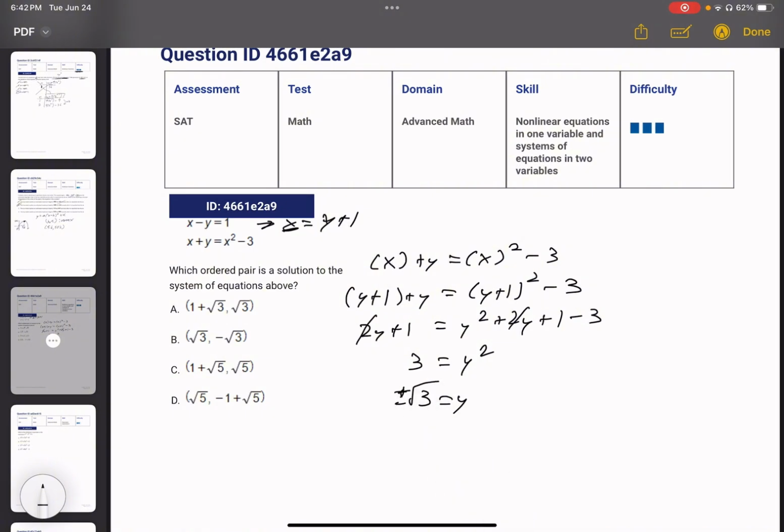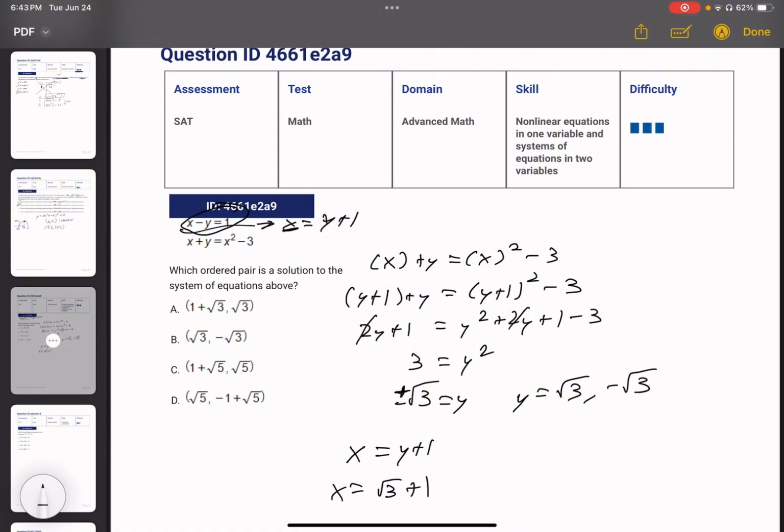Now, with that fact uncovered, we can plug in to one of the original equations. I'm going to choose this one because it's a little more simple, and I'm going to plug in y. And we have two y variables, so I'm going to write this out a little easier to see. And we're going to plug in square root of 3 first. So we're solving for x, and we know that x is equal to y plus 1, which we did up here. So x is equal to square root of 3 plus 1.